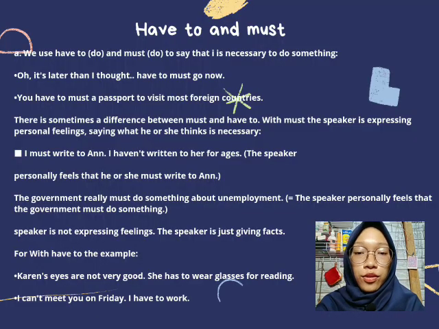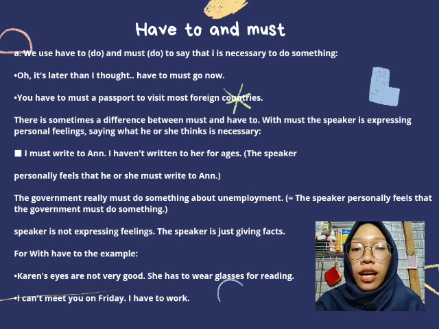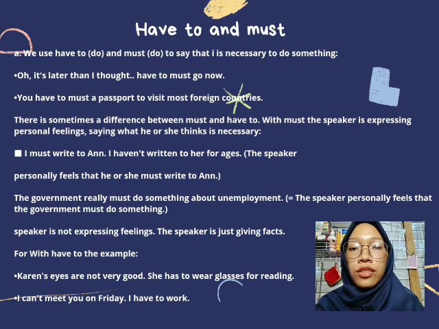And the next, unit 31, have to and must. A. We use have to do and must do to say that it is necessary to do something. Oh, it's later than I thought. I must go now. You must or have to have a passport to visit most foreign countries.